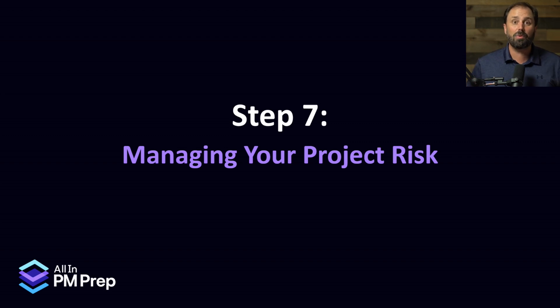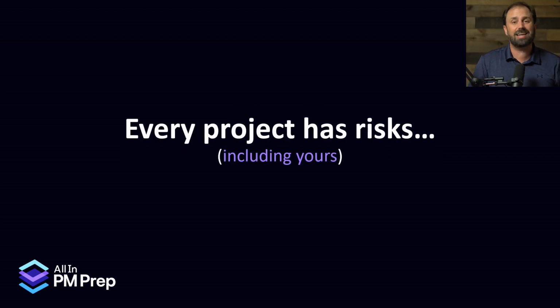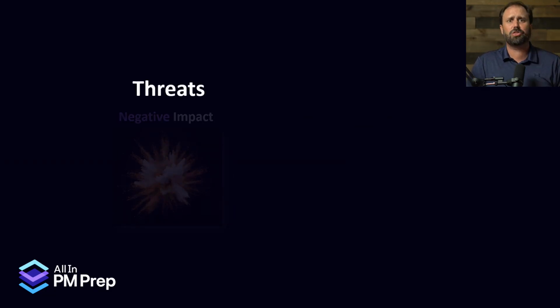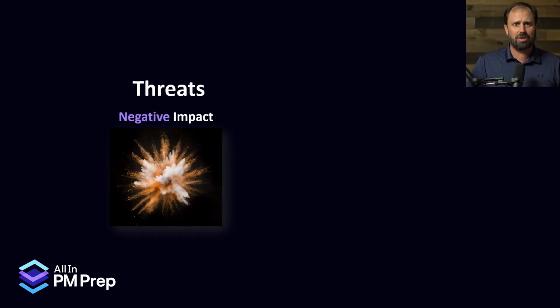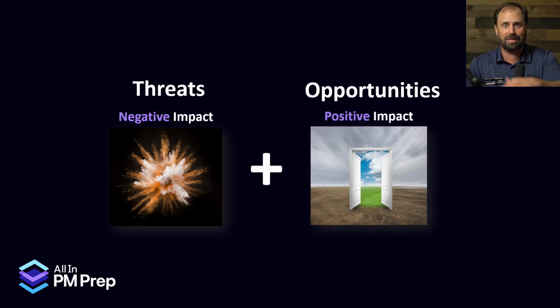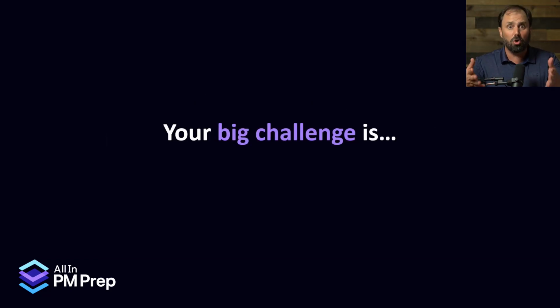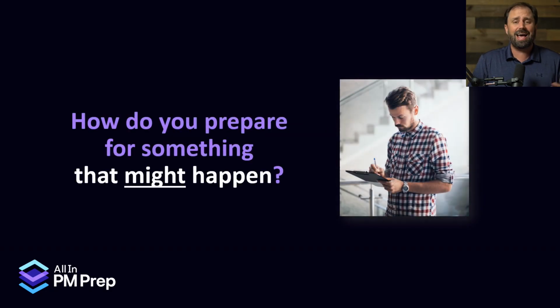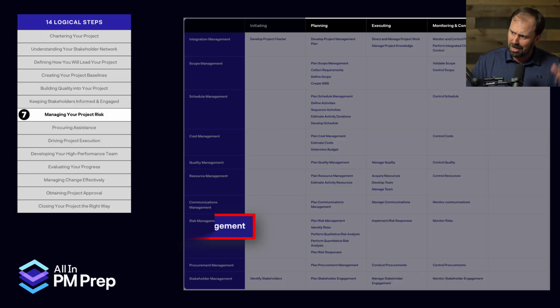Step 7 is all about how we manage your project risk. Now, every project in the entire world has a ton of risks. Yes, including yours. You've got threats, those are the things that can negatively impact your project, and you've got opportunities, those are the things that could positively impact your project. Now, your big challenge is how do you prepare for something that might happen? Well, let's talk about it.